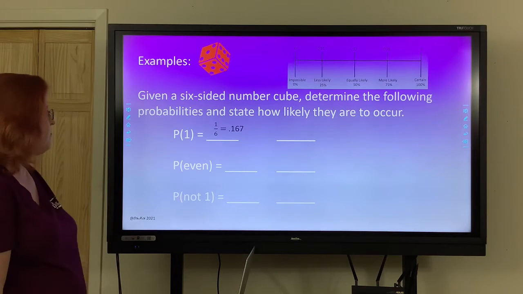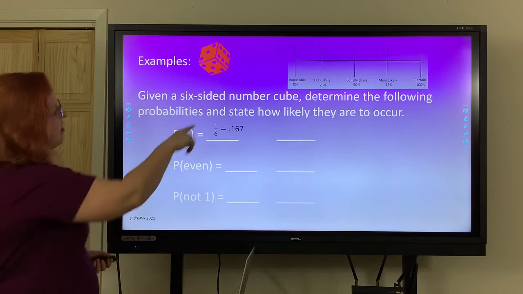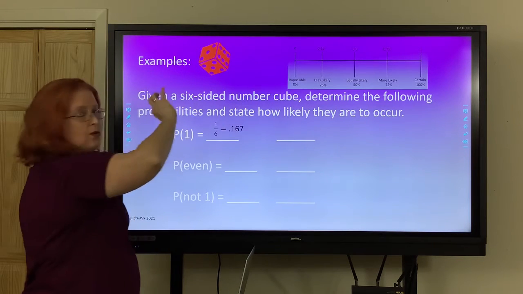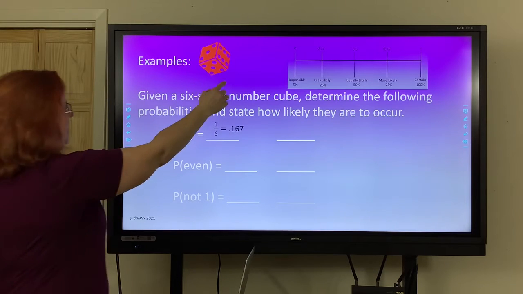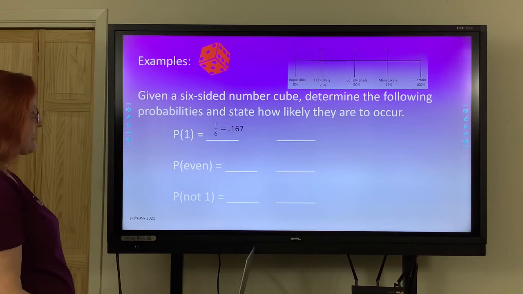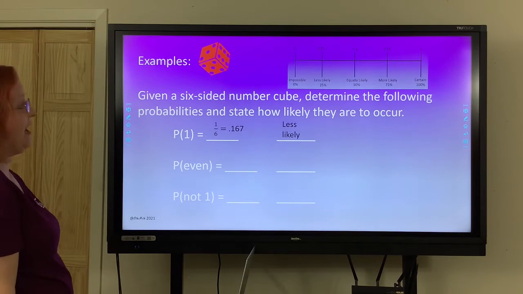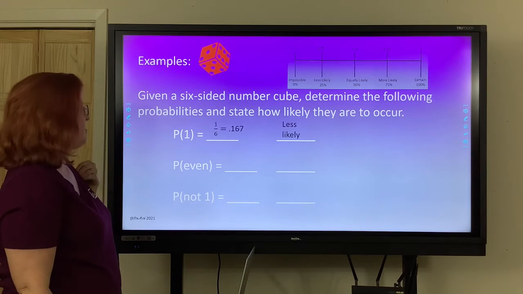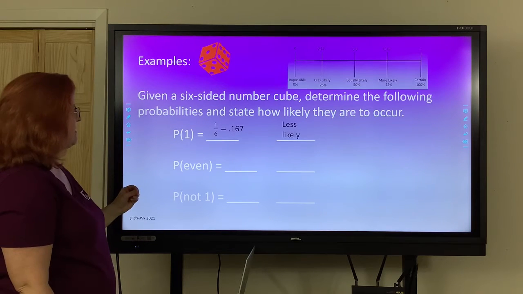So if we go up here and look at our probability scale, 0.167 is way up here by the 0.25. So it is less likely to occur, or very not likely to occur. Does it? Yes, but that's just what probability means. It means it's less likely to occur.